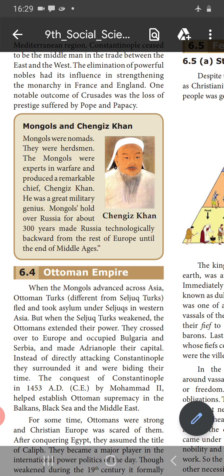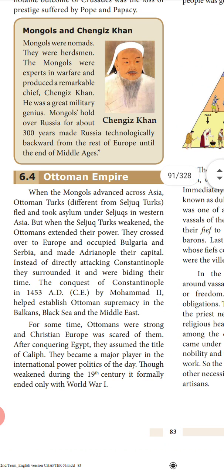Okay children? Next paragraph. For some time the Ottomans were strong and Christian Europe was scared of them. The Ottomans became very powerful, and the Christians were afraid of them. After conquering Egypt, they assumed the title of Caliph. They became a major player in the international power politics of the day. Though weakened during the 19th century, it formally ended after the First World War. During the First World War, the Ottoman Empire, Turkey, was defeated by the Allied powers. Okay children, what are the Allied powers?